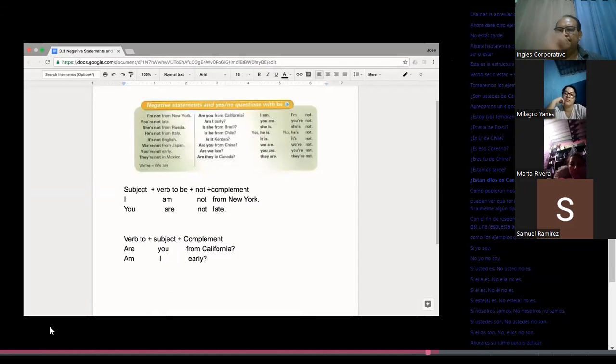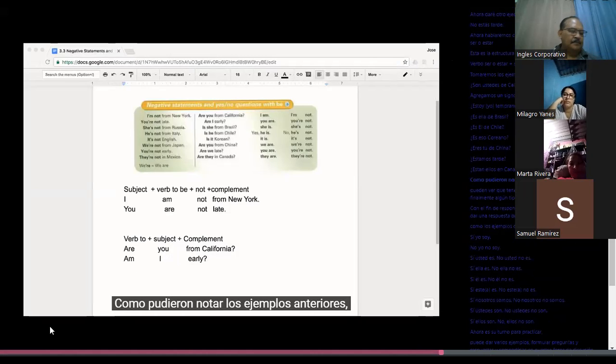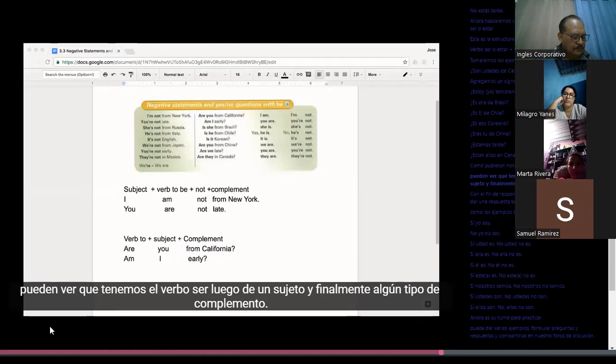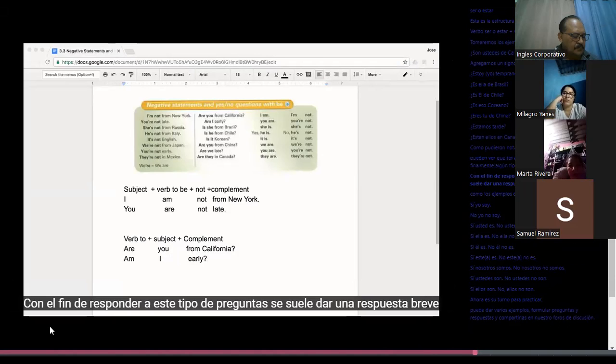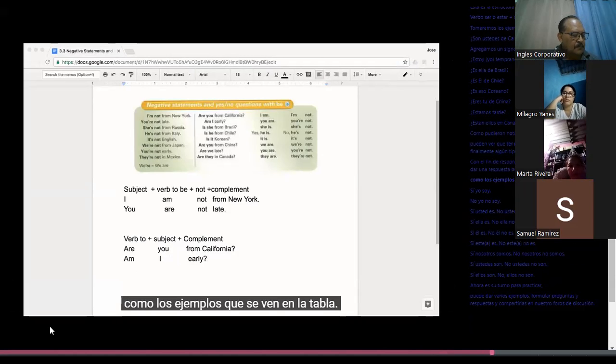Are they in Canada? If you notice the examples above, you can see that we have the verb to be, then the subject, and finally some kind of complement. In order to answer this type of questions, you will typically give a short answer, such as the examples that you see on the chart.